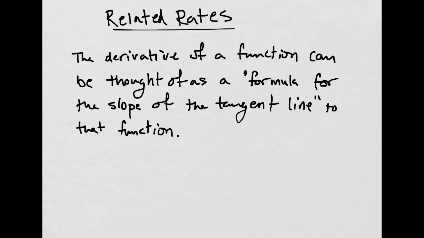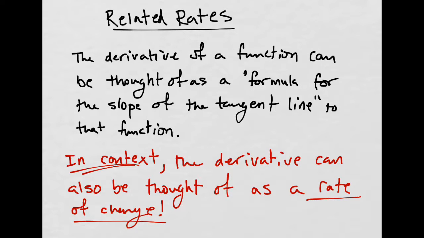The derivative of a function can be thought of as a formula for the slope of the tangent line to that aforementioned function. So, what else? Well, in context, the derivative can also be thought of as a rate of change.